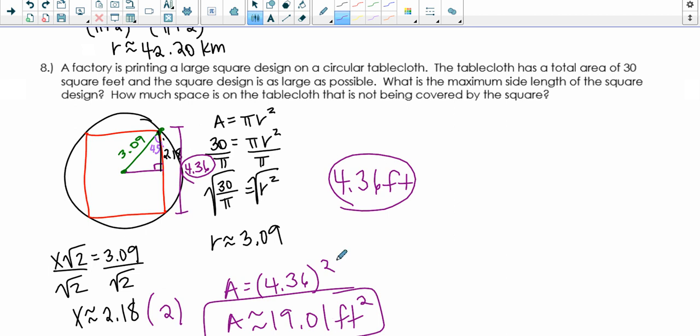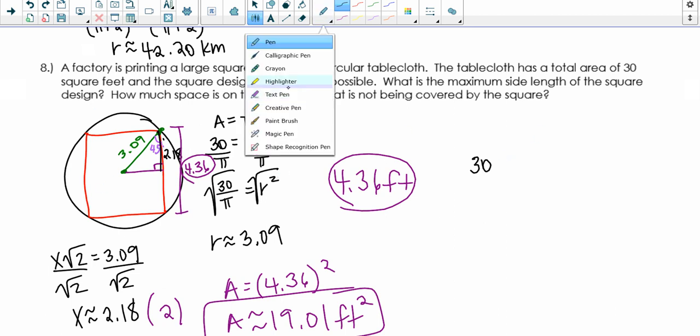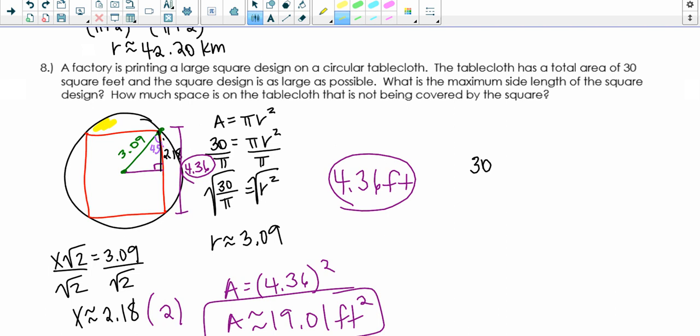How much space is on the tablecloth that is not being covered by the square? Okay, well, I found the area of the square. This is the red square, that 19.01 feet. So I'm going to take the 30, that is the area of the circle. I want to know how much is not being covered by the square, which means this right here, this part, this part, and this part. So you're going to take that and subtract the 19.01. So if you take 30 minus 19.01, the area that is kind of highlighted in yellow is about 10.99 feet squared.